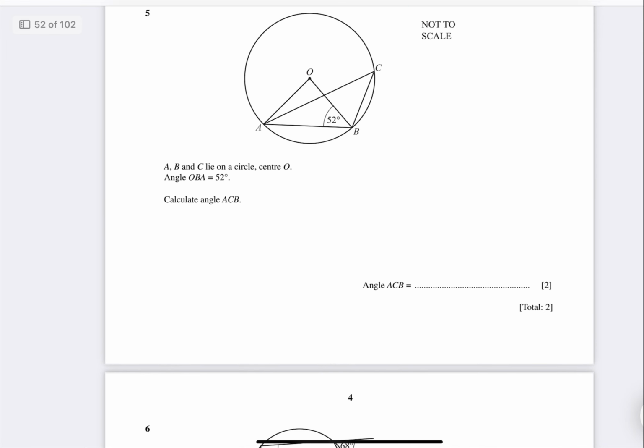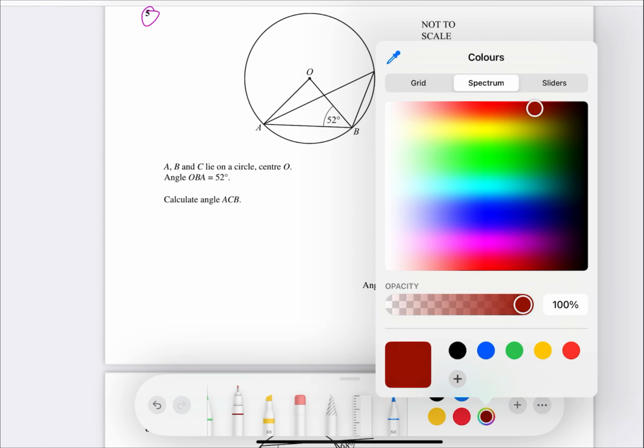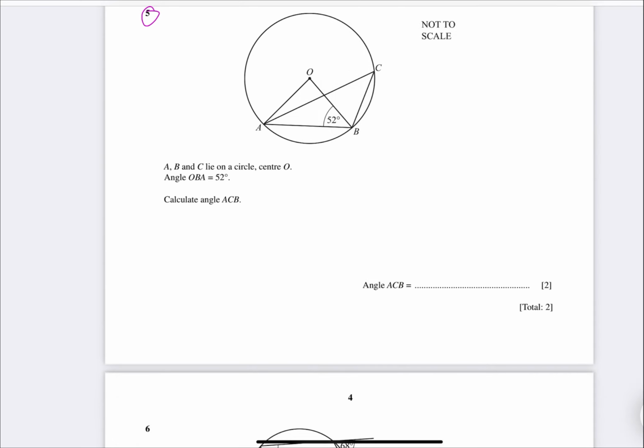Let us try this one now. Question number 5. Let's change the color. Now we will use this one, dark red. All right, let's go. In this question, A, B, C lie on a circle with center O. Angle OBA equals 52. Calculate angle ACB. Where is ACB? This one is ACB.